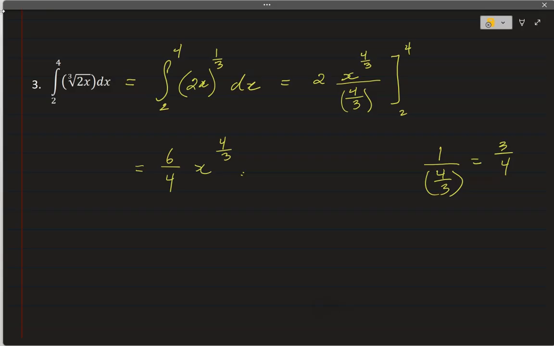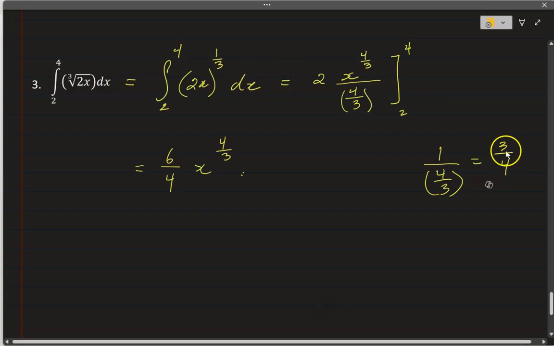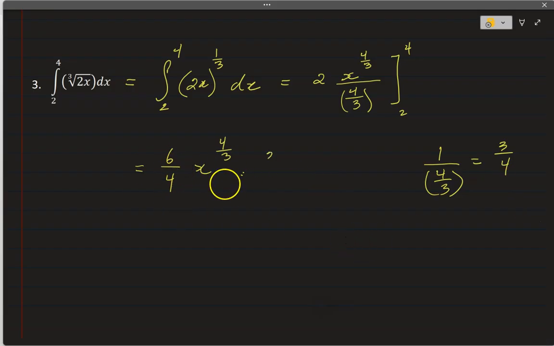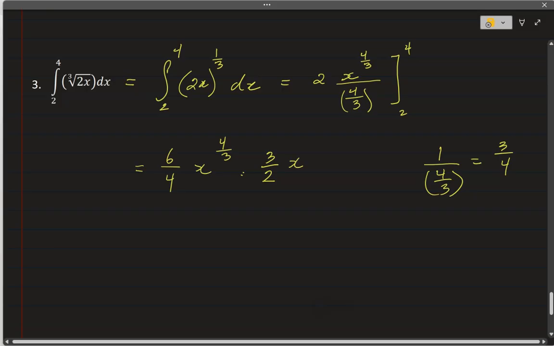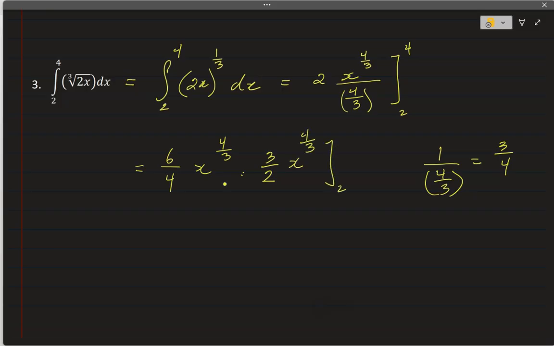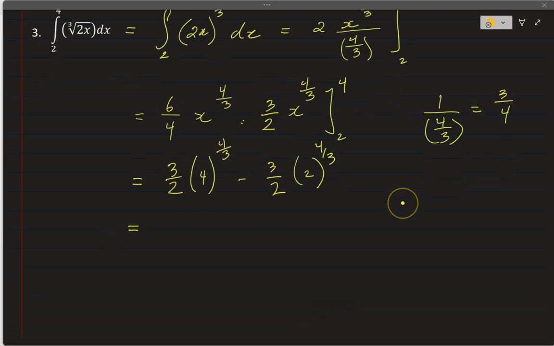Okay, and this 3/4, well, there's a 2 in here. So 2 times 3, that's 6. And then you got 4 on the bottom. We're going to simplify that. It would be 3/2 x to the 4/3. And then we're going to deal with that from 2 to 4. Okay, let's do that. And you get this value.